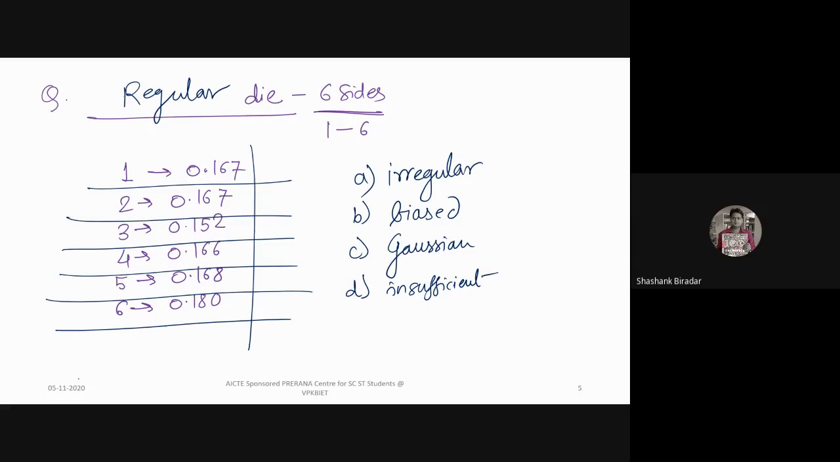Have you got this question? The frequency of occurrence of number one, number two, number three, number four, number five, and number six has been given. So you have to decide whether it is irregular, biased, Gaussian, or insufficient.